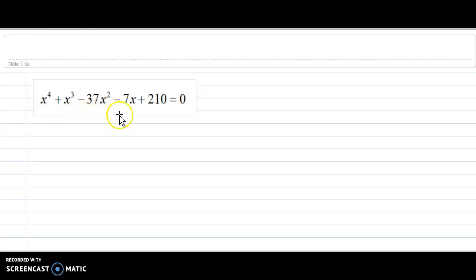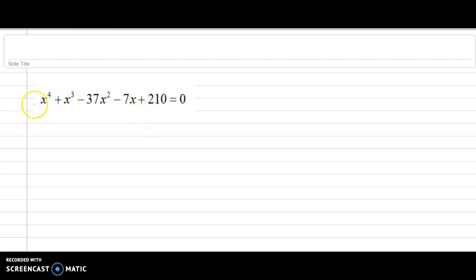This is a quartic polynomial, and our goal is to solve this one. Figure out what values of x we could plug in, evaluate it for this expression, and then does it come out equal to 0? There's no easy algebraic way for us to solve this right now, and so what we're going to do is use the graphing calculator as a tool to come up with the solutions to this.